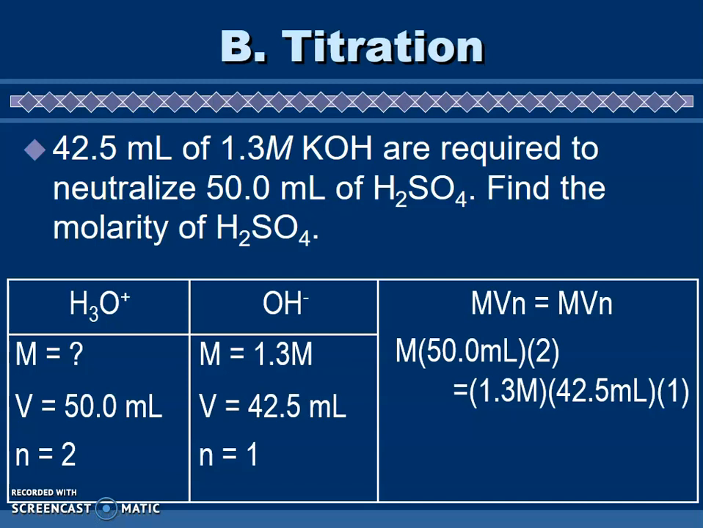And now I just use my algebra skills to solve. I'm going to start by multiplying everything on this side: 1.3 times 42.5 times 1. And on the other side, I'm going to multiply 50 times 2. And then I would divide this answer by this answer. It's okay for me to leave milliliters here since they're both in milliliters. I didn't need to convert because those units are going to cancel off. It's okay not to convert here as long as they're both equal. Now if one was liters and one was milliliters, then we would need to convert one of them so that their units matched. But since they already match, they're going to cancel off and we are good to keep going.